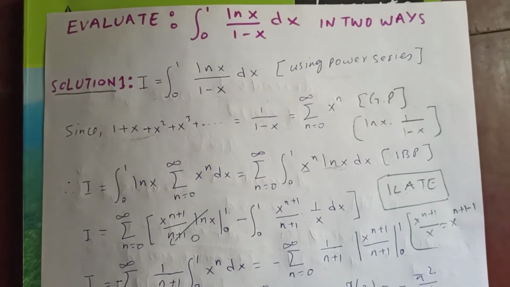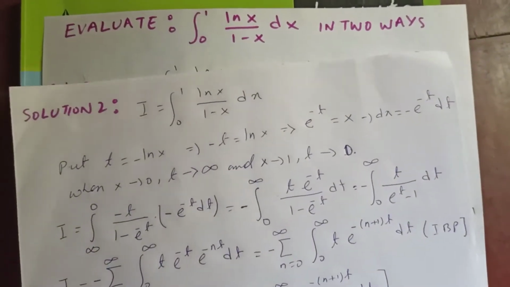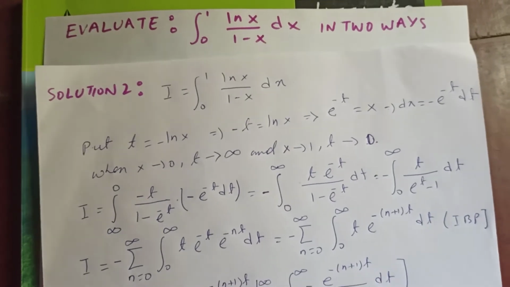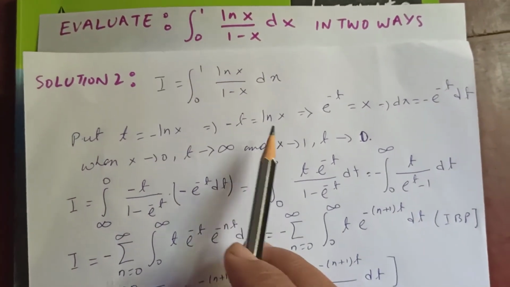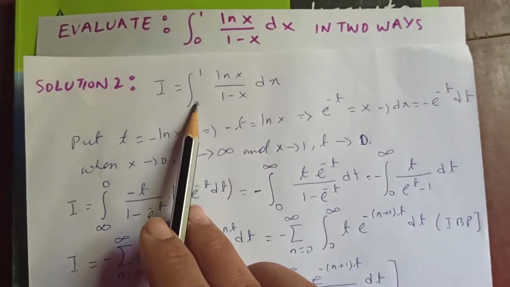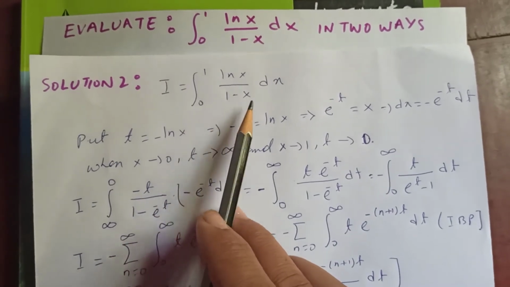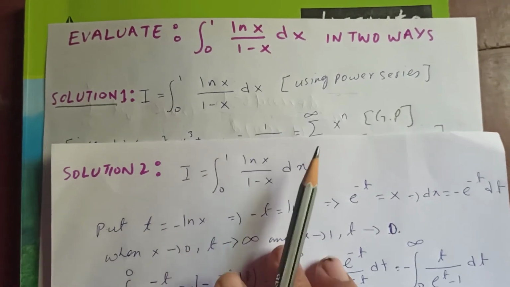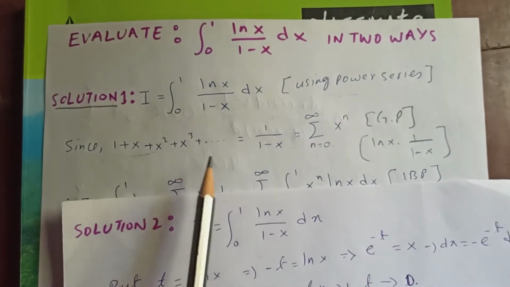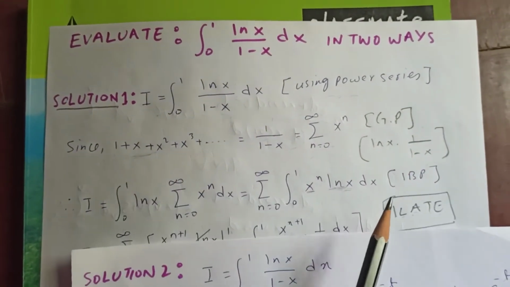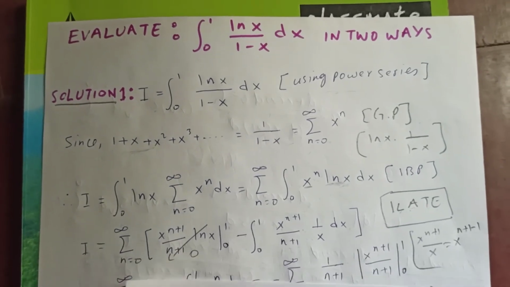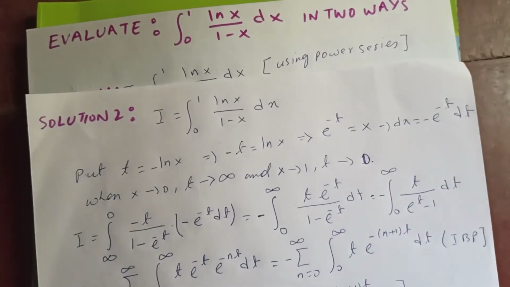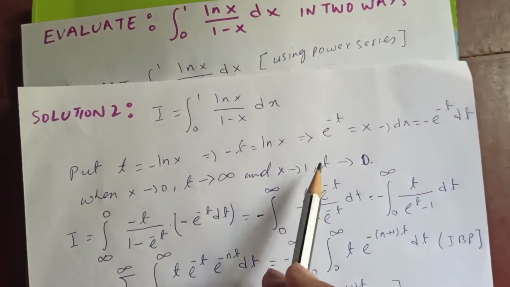Let's see our solution 2. I just mentioned it: I equals the integral from 0 to 1 of ln x over 1 minus x dx. Now in this, what do we use? Before we used the geometric series, integration by parts and so on. Here we are going to use substitution.